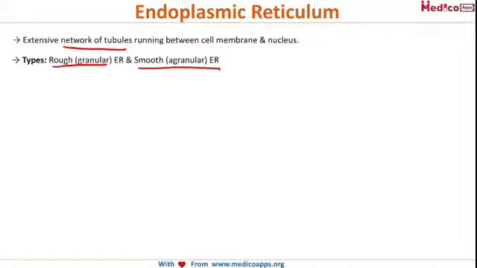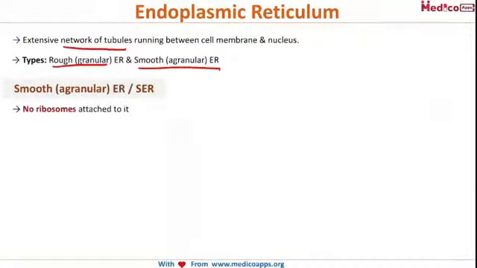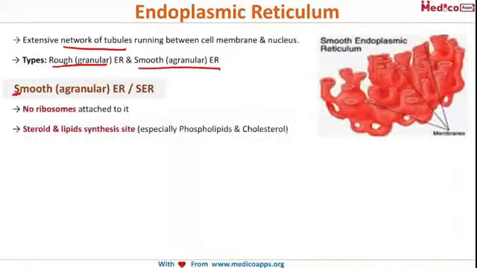Why are we calling this rough or smooth? It is based on the presence or absence of the ribosomes. As you can understand, the smooth endoplasmic reticulum is devoid of ribosomes, hence it is called agranular or smooth type. Okay. Now, what is the function of smooth endoplasmic reticulum? See, smooth is for S, right. So the first thing that should come to your mind is steroid synthesis along with lipid synthesis, right. And in lipids, mainly phospholipids and cholesterol are synthesized in the smooth endoplasmic reticulum.